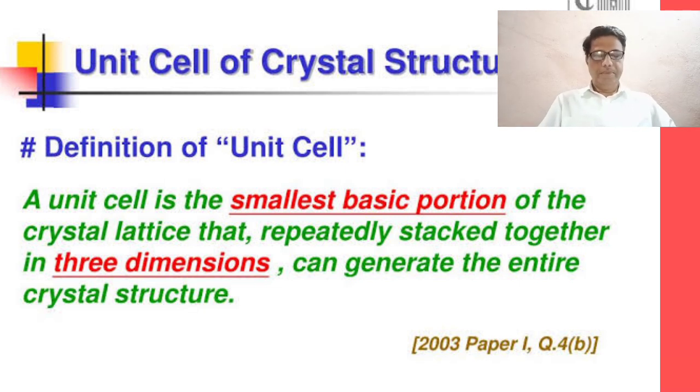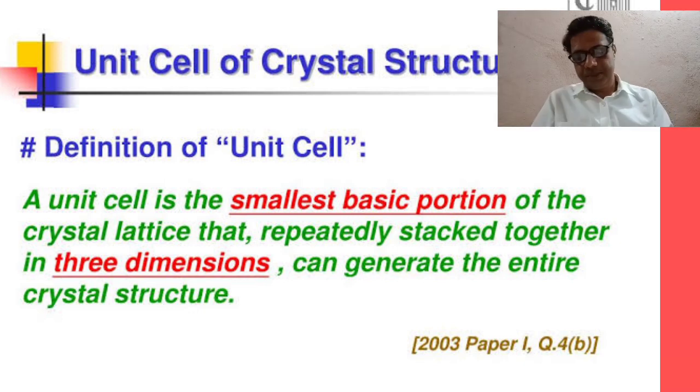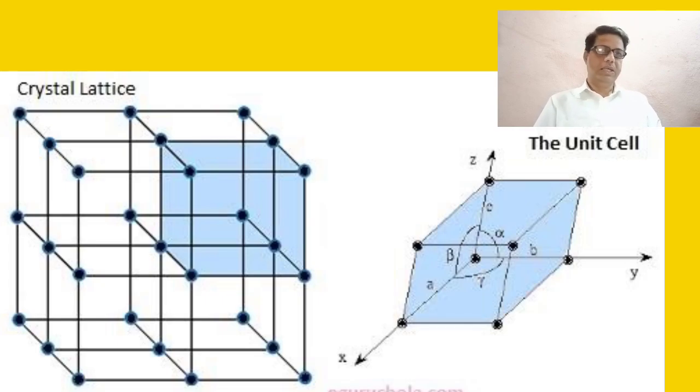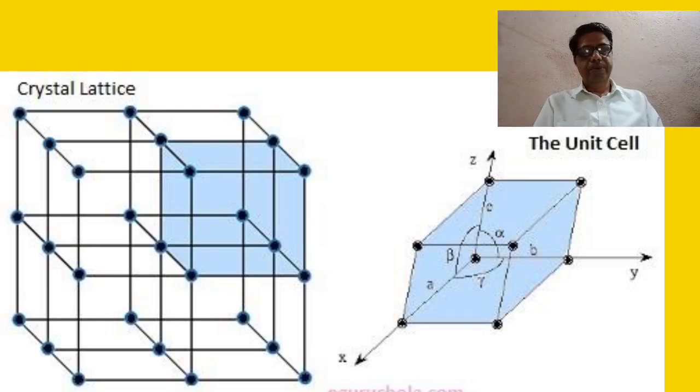So another definition, it is the smallest repeating structural unit of a crystalline solid, called a unit cell. It is the smallest or basic portion which is repeated 1 2 3 and so on, the repeating structural unit of a crystalline solid. The diagram is given on your screen. So the space lattice of a crystal is built of a 3D basic pattern. The basic pattern is repeated in 3 dimensions to generate the entire crystal.